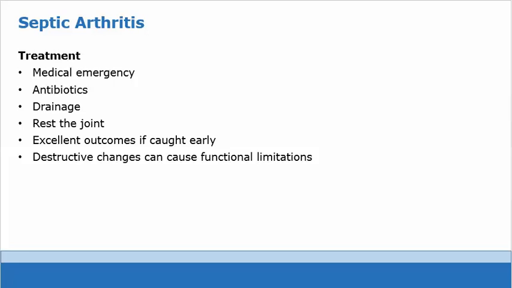Oftentimes what they do is they surgically drain it. They put a drainage tube in and try to drain away the pus and the infectious agents in there. People, if it's not caught early, end up with functional limitations. If say this happened in your elbow because you put your elbow down on something and got a puncture wound that went straight into the joint space and into the capsule, then you might have a functional limitation on the use of that joint for the rest of your life, long after the infection is gone.